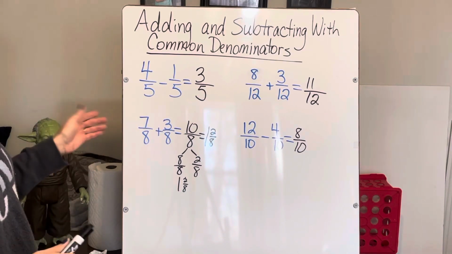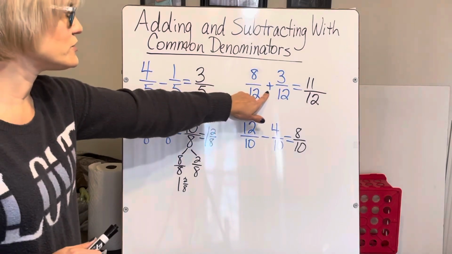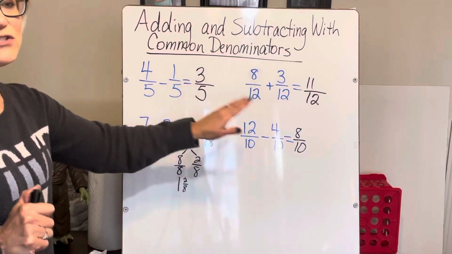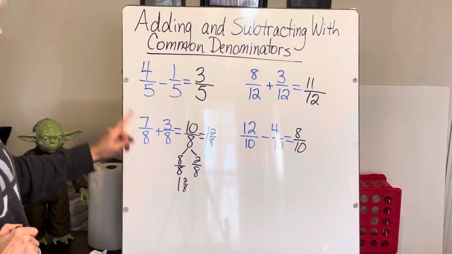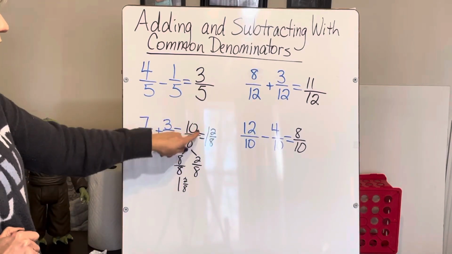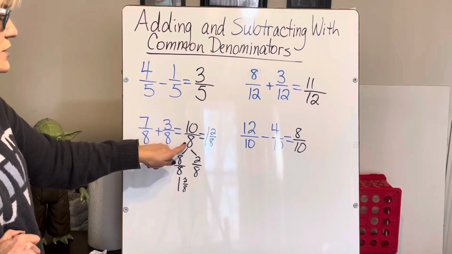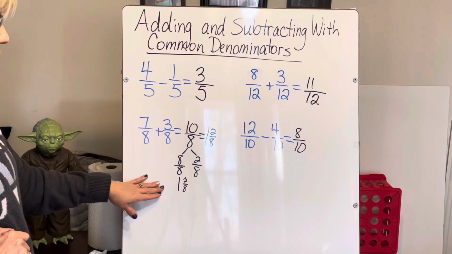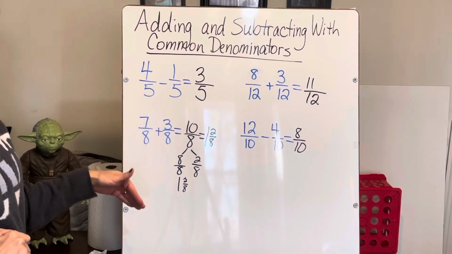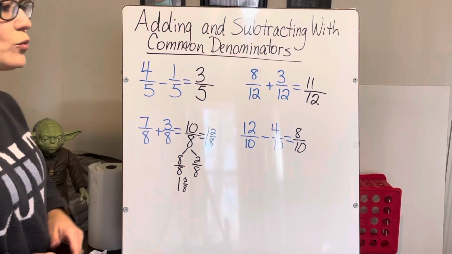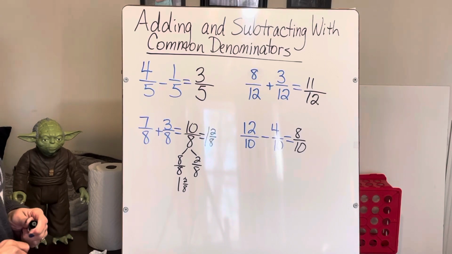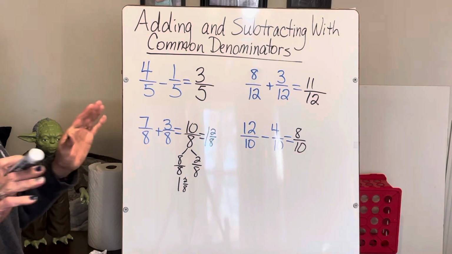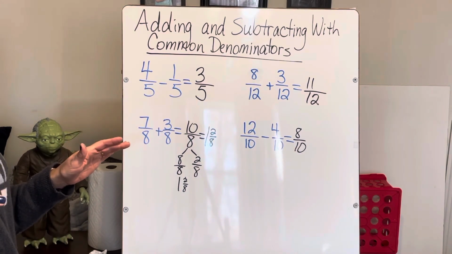The biggest thing you have to do is make sure that you follow the operation. The operations can change from problem to problem, so you have to be careful with that. You also have to look for improper fractions because you need to change those. You will need to change those and make them mixed numbers. I've shown you how to decompose those so that it makes it easier in order to figure out what the mixed number will be. All right, so adding and subtracting with common denominators, piece of cake, or maybe piece of pizza.